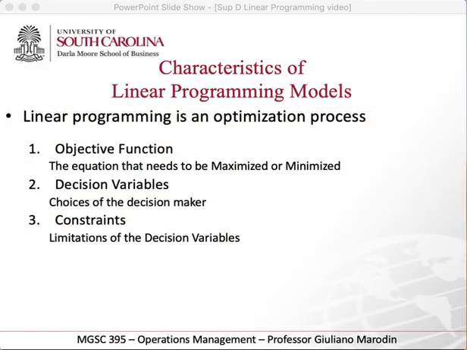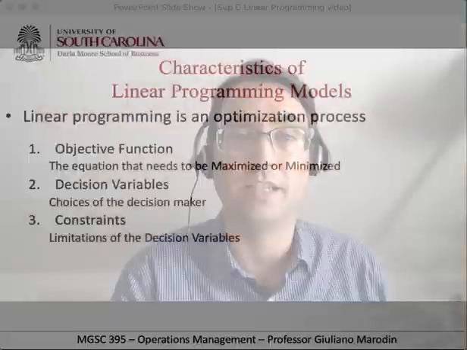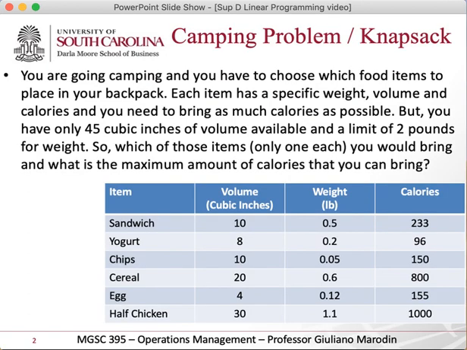What is going to be the decision variable? Decision variables are what I'm deciding on. So I have the function, the equation, that is what I need to maximize. And what are the decisions that we're making in the knapsack example? We're deciding if we're going to bring a sandwich, yes or no, yogurt, yes or no, chips, yes or no, cereal, yes or no, egg, yes or no, or half of a chicken, yes or no. And that's what we're deciding.